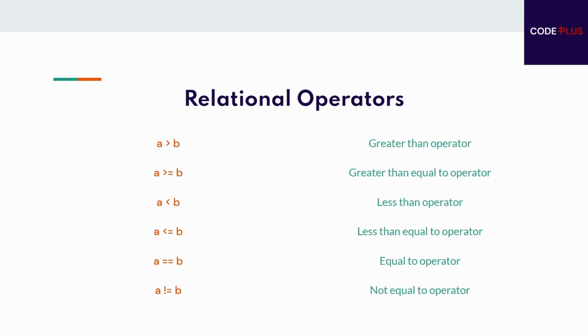Relational operators are used for comparison between the values of 2 operands. For example, checking if one operand is equal to the other operand or not.